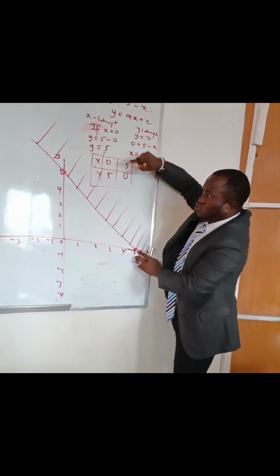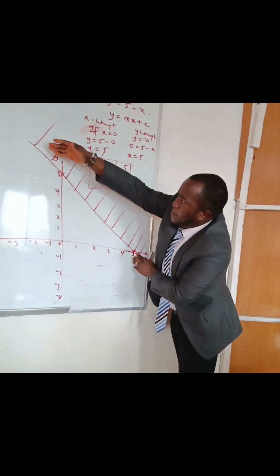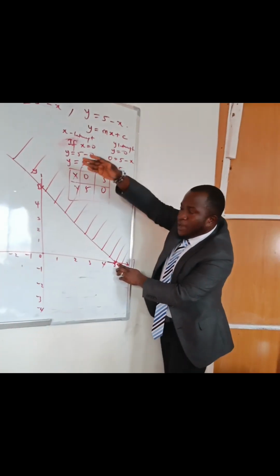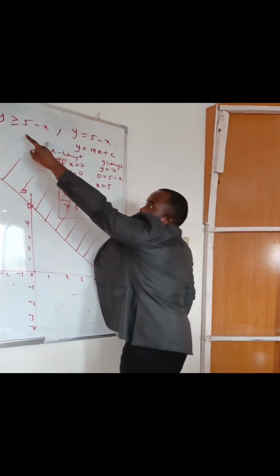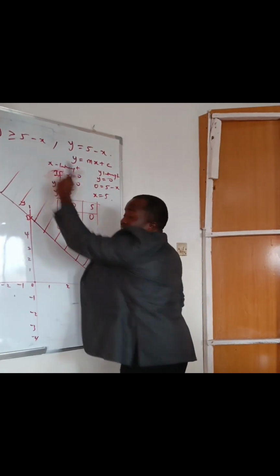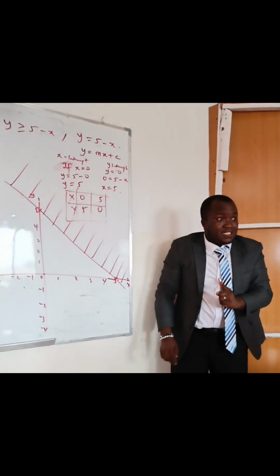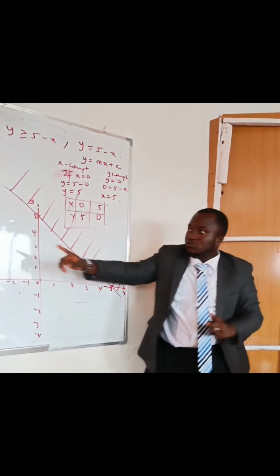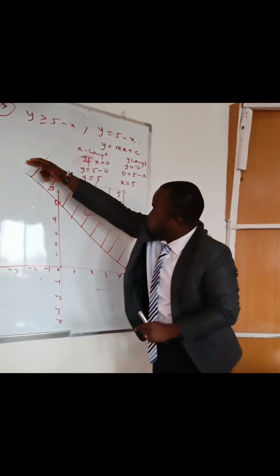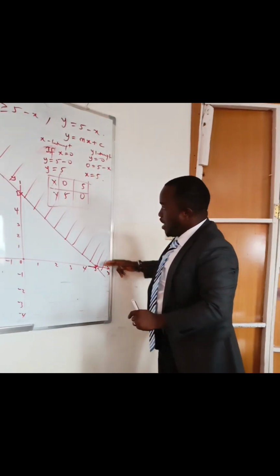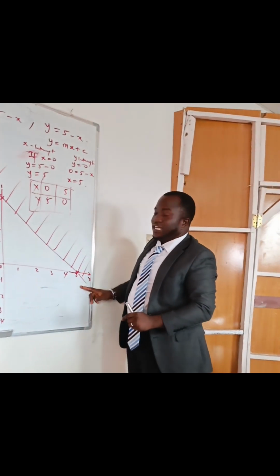Then the next thing you are going to do is decide whether to draw a bold line or a broken line through both points. You now come back to the equation. The equation says what? y is greater than or equal to 5 minus x. Since it's greater than or equal to, I told you, it's going to be a bold line. So you draw a very bold straight line over 5. This is the first point, this is the second point.